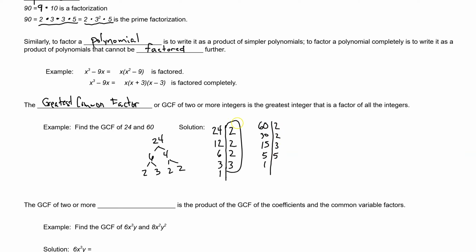So then the greatest common factor, we can just circle the ones that they have in common. And they have in common 2 2s and 1 3. And then we just multiply those together. So 2 times 2 is 4, and 4 times 3 is 12. And so the greatest common factor of 24 and 60 is 12.